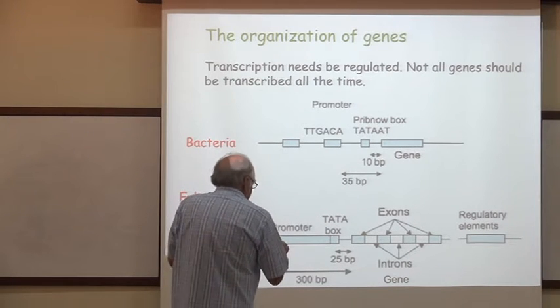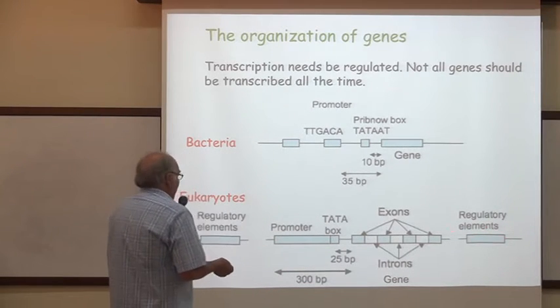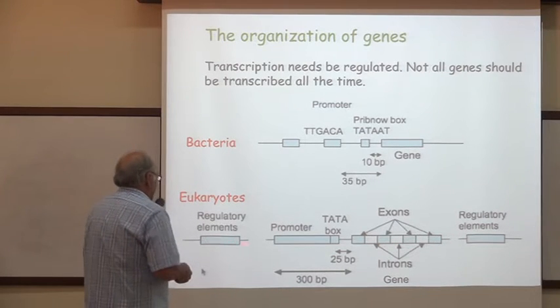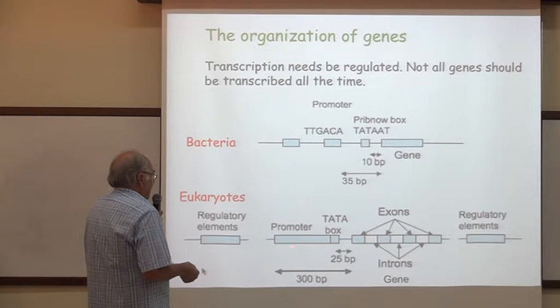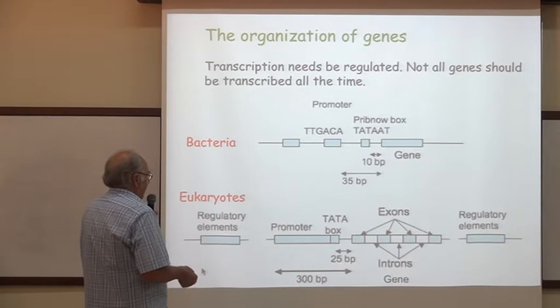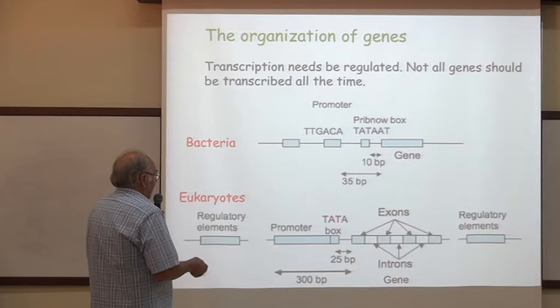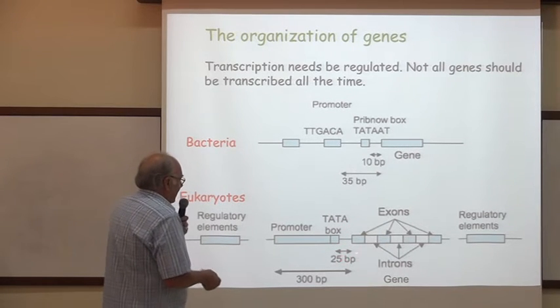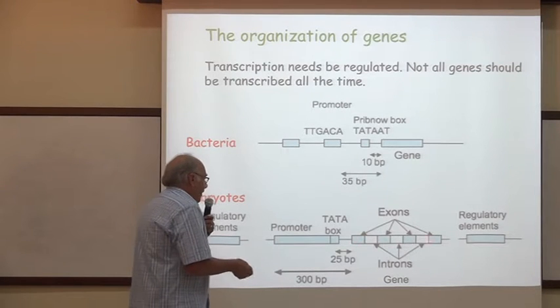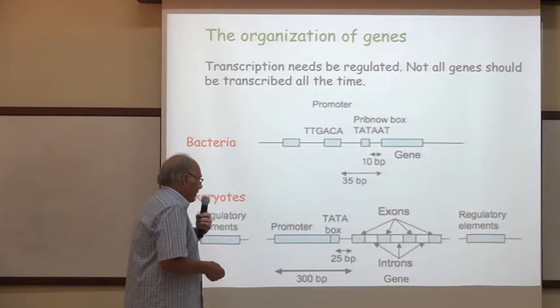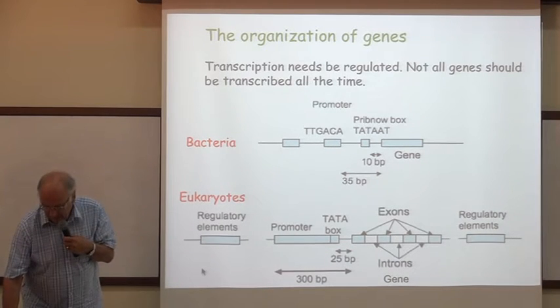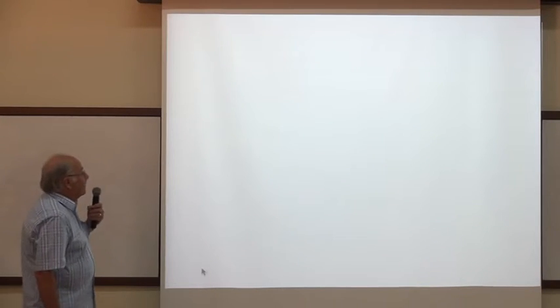But in eukaryotes, there are regulatory elements both beyond the gene and far before the gene. And in the promoter region here, which can be 300 base pairs long, there's a specific box called the TATA box, which is about 25 base pairs before the gene starts. So now we'll look into how this is organized and handled.